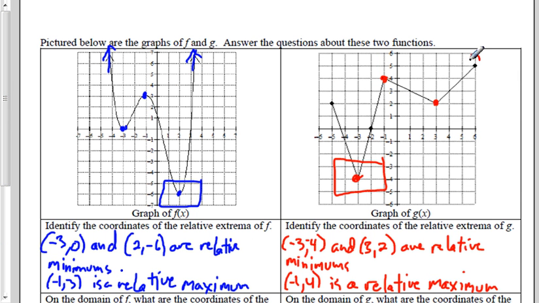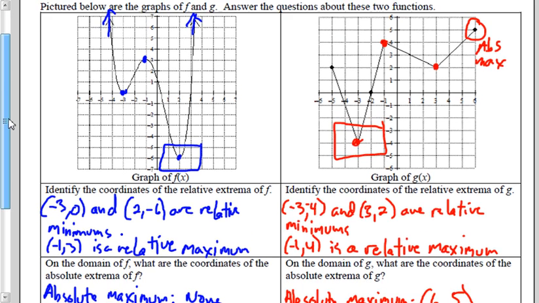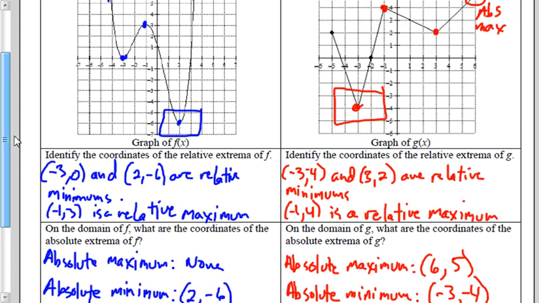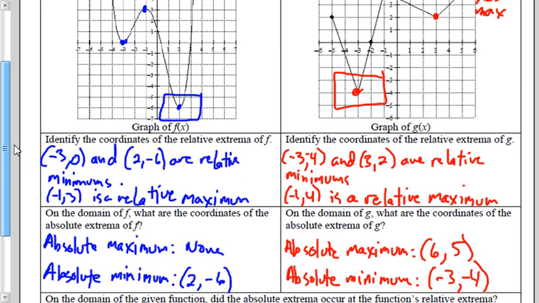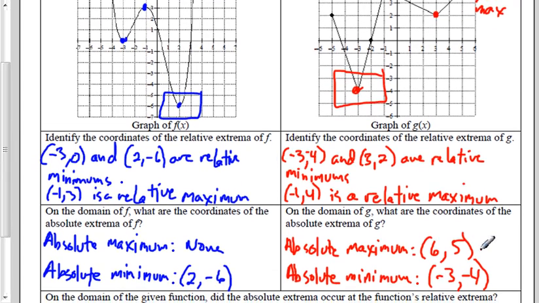The absolute max doesn't have to necessarily increase and decrease. It's just the largest point. Since this point's defined, where these tails go up, there's no absolute max. This is now going to be our absolute max. Even though this is a relative max, it's not the absolute max. This is the absolute max. The absolute max does not have to increase then decrease, and the absolute min does not have to decrease then increase. It can just be the largest value. So our absolute max is 6, 5.